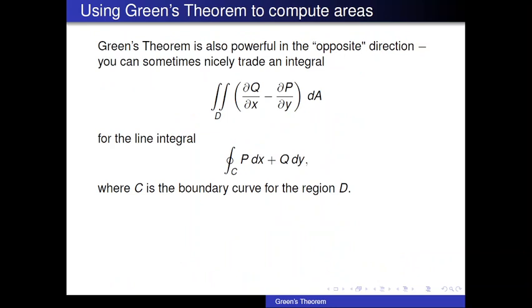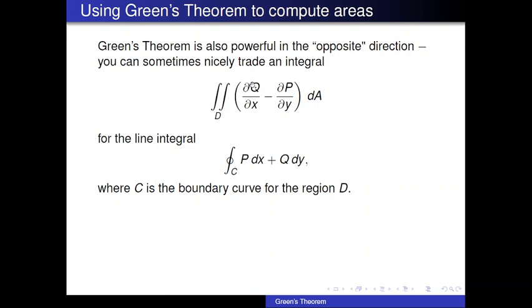Okay. So this next example fits in part of a more general application that I really love of this theorem. We can use it in the opposite direction and trade a double integral over a region D for some line integral of a vector field, where we do a line integral over the boundary of the region D. This is rather clever.